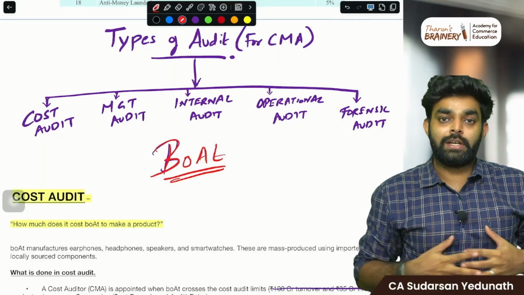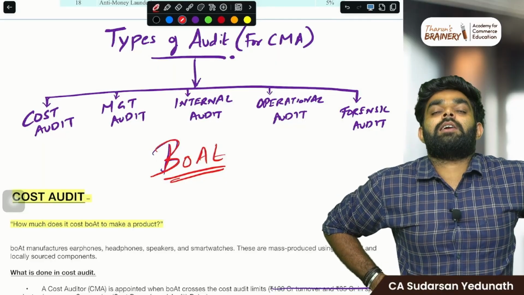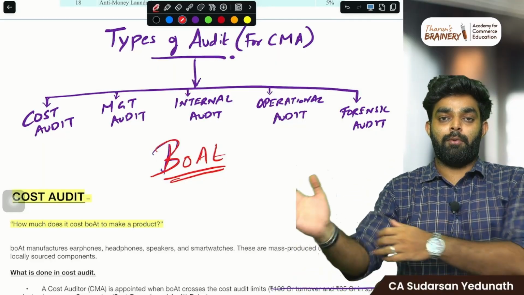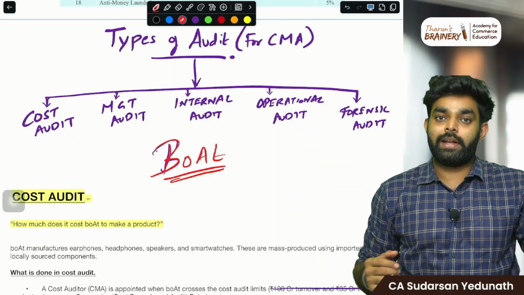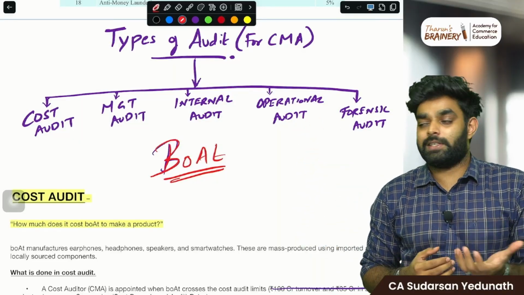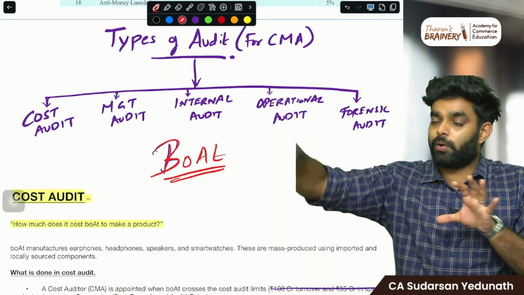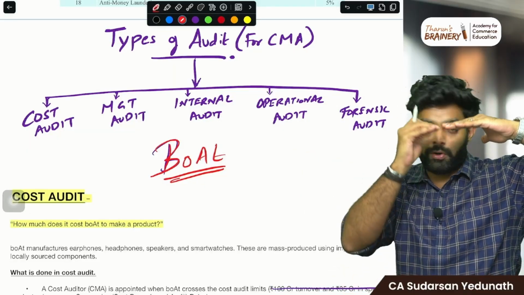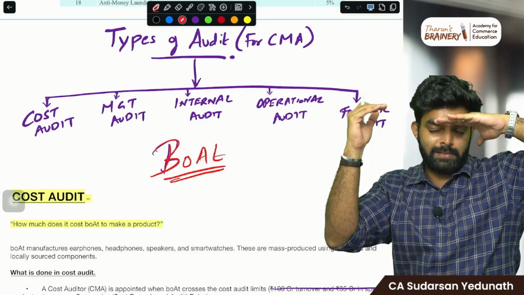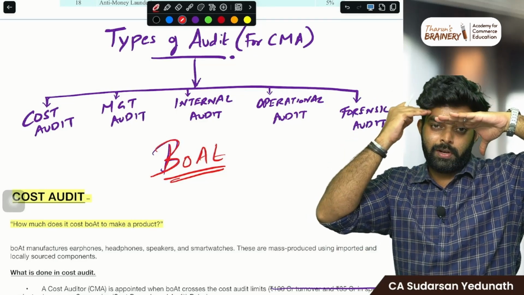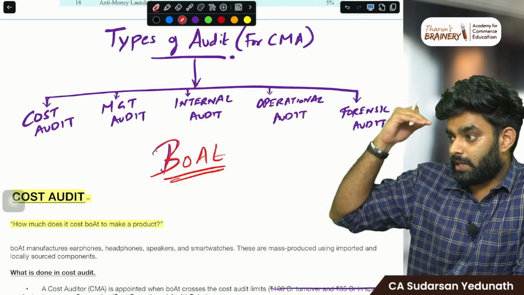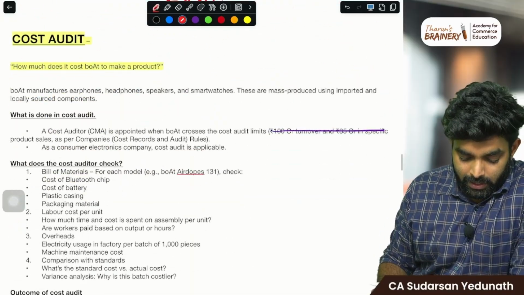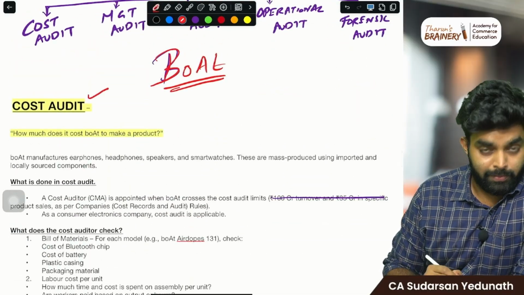In the case of Boat, we'll talk about how Boat works, how cost auditing in Boat works, what is cost auditing, what is internal auditing, everything related to Boat only. So you'll understand it, and then it is very easy for you to memorize, meaning to structure the thoughts about Boat in your mind. What is the difference between each and every one? So what is cost audit for Boat?